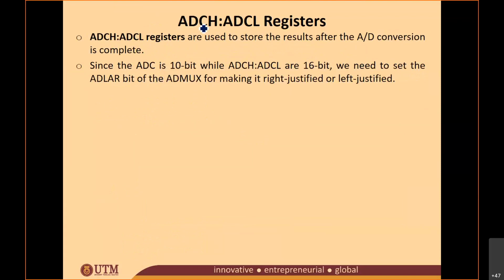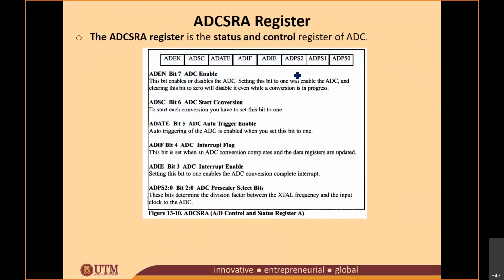And then we have the ADCH and ADCL registers. These registers are used to store the result after the analog to digital conversion is complete, which is your D out. So all of the D out will be placed in your ADCH and ADCL. Again, since the ADC is 10 bit, you're going to need 2 registers, which are ADCH and ADCL. Make sure that inside your ADLAR, you decide either right justified or left justified. By default, we make it right justified. That is for the ADMUX.